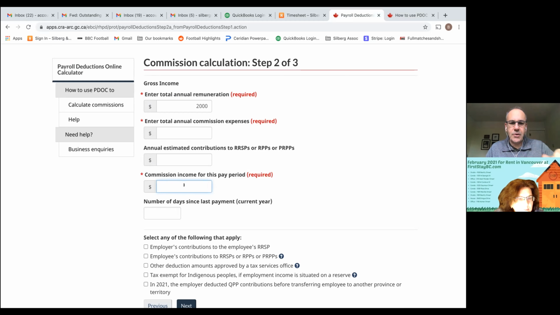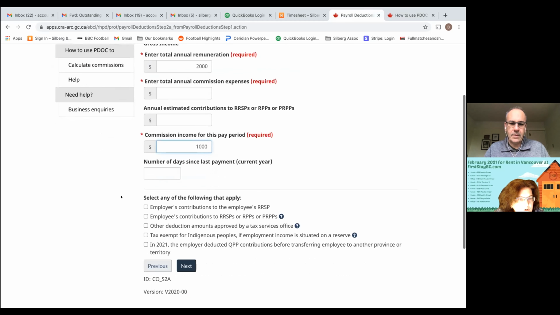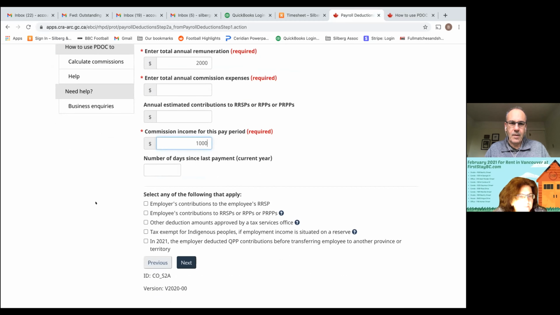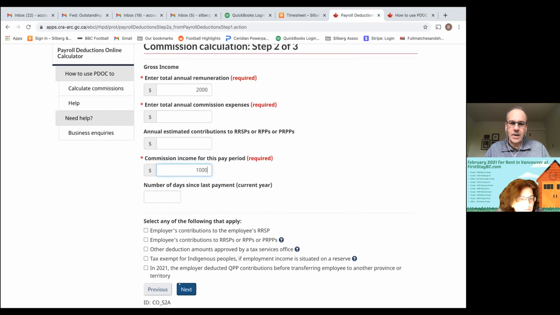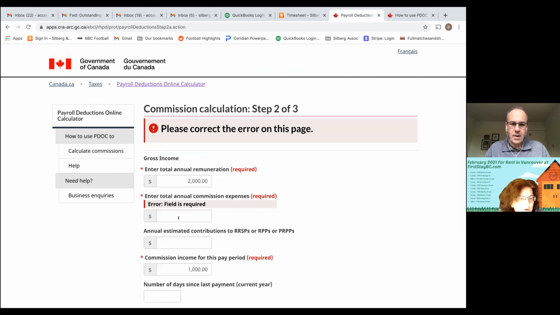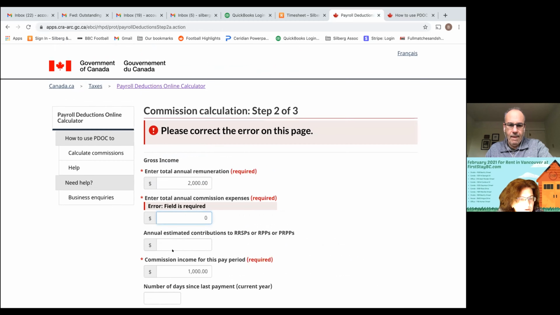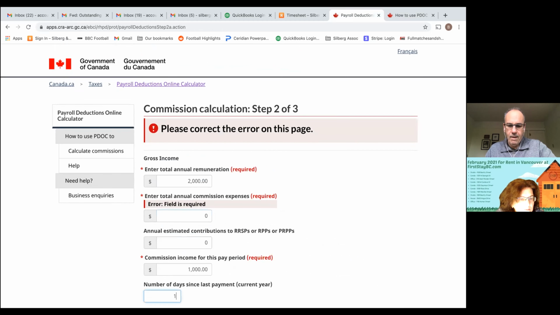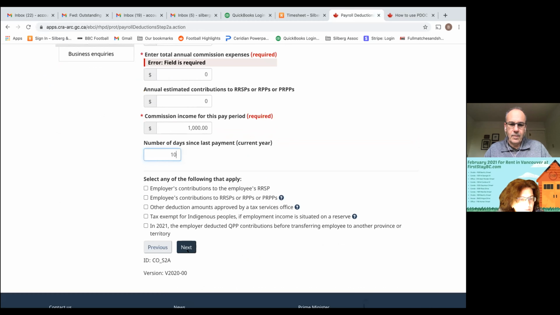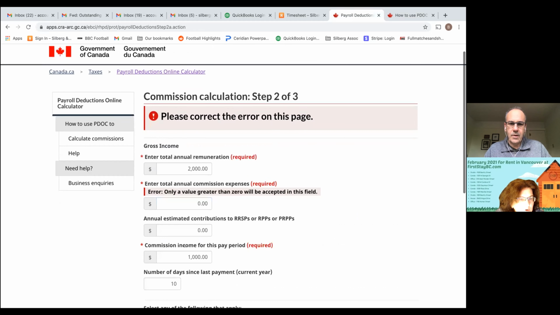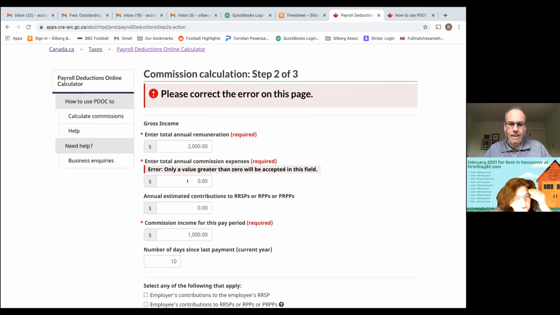Maybe let's try this. Maybe this is what it's saying: previously was 2000 and now a new period. I don't know. Let's have a look. We'll just try it. Oh, a number of days. Okay. Please correct. Maybe the second one has to be the same as the first one, I think. This is expenses. Enter total annual commission expenses. Yeah, it should be the same, 2000. Okay, let's do that.